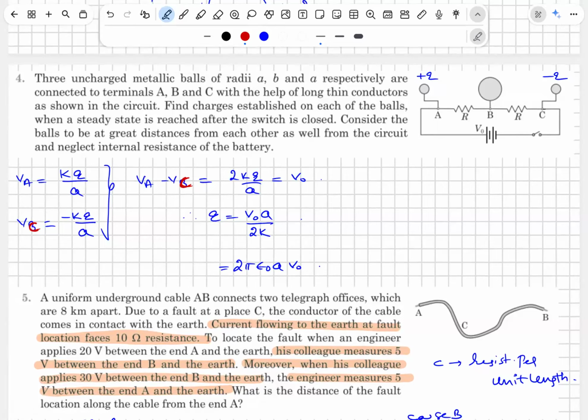It's not grounded. And this is close to the negative plate of the battery, so it should get negative charge. And this one is close to the positive plate of the battery, so it should get positive charge.